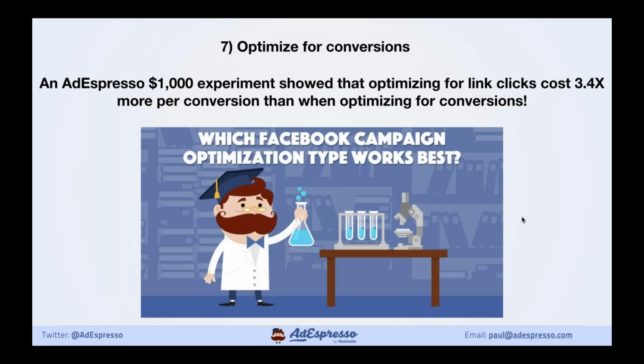Reason number 7, hopefully I'm convincing you by now. Reason number 7 is we like to run a $1,000 experiment every month at AdEspresso. So we get the data and we see what's actually working rather than just talking about theory. So what we found is that if you run an ad campaign for link clicks, i.e. traffic, rather than optimizing for conversions, the cost per conversion is 3.4 times higher. That's huge. That means you could be getting the same results for $1,000 if you've got the pixel as you would spending $3,400 without the pixel. It's going to save you a ton of money by using the pixel.